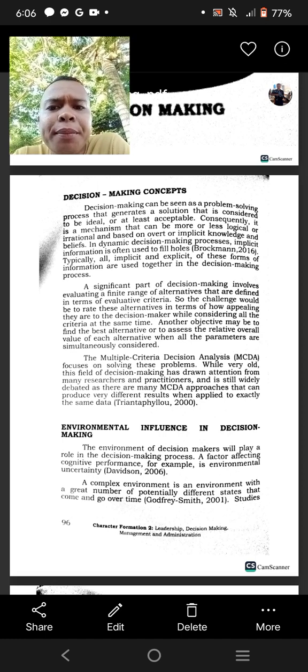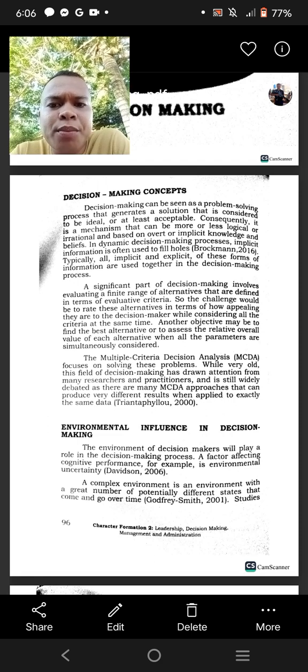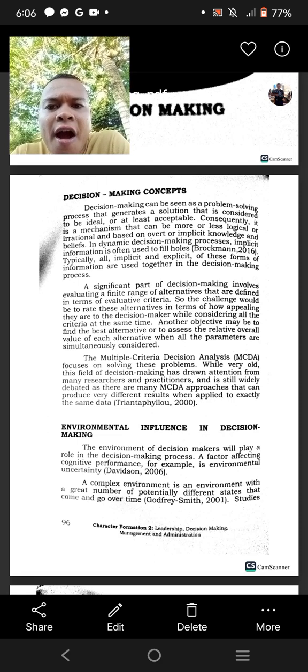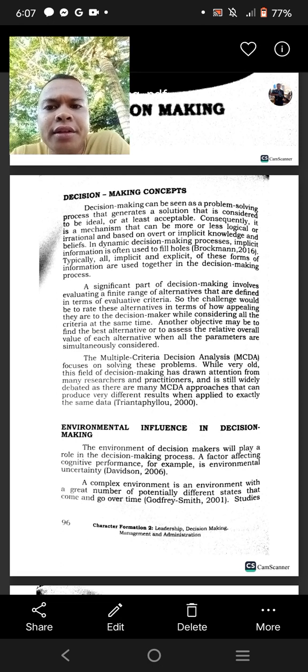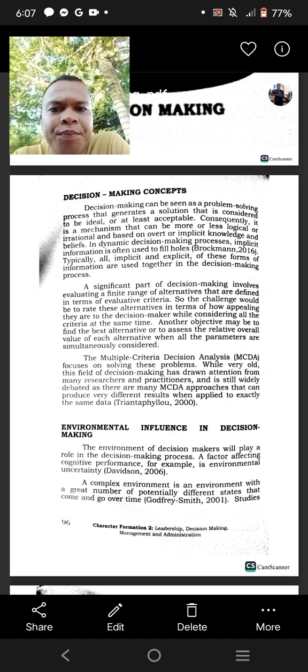A significant part of decision-making involves evaluating a finite range of alternatives that are defined in terms of evaluation criteria. So the challenge would be to rate these alternatives in terms of how appealing they are to the decision maker while considering all the criteria at the same time.